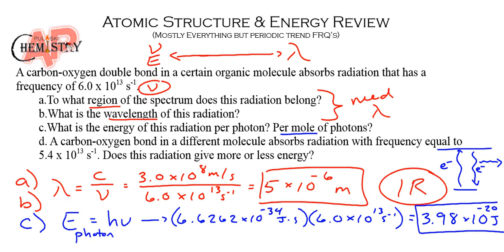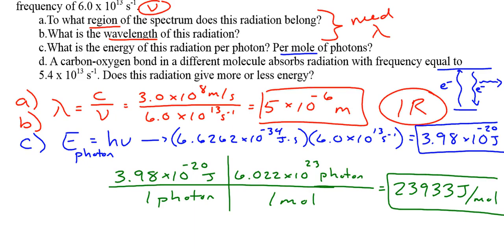Pause it and see if you can alter that value to reflect a mole of photons instead of one photon. Taking your value, potentially putting it in a T-chart like this, you could say joules per one photon times that many photons over 1 mole. Ignoring sig figs at the moment, you'd have approximately 23,933 or just 23,900 joules per mole.